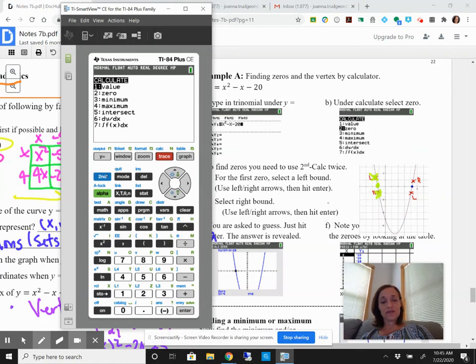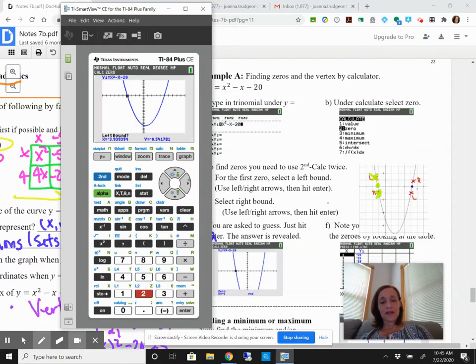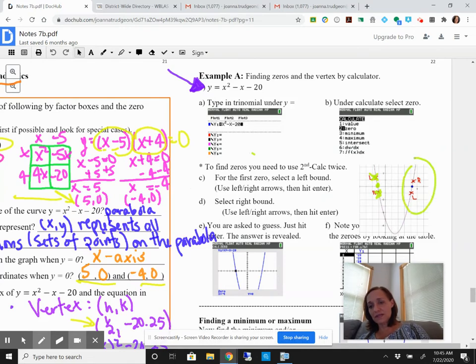So when you do the other one, you go to second calc, 0. And now if I want to find the one that's over here, this is what gets students sometimes a little mixed up. If you're looking at this, the 0 you have is right here. The left bound is going to be the left of it, which this time is below it, and the right bound is above it.